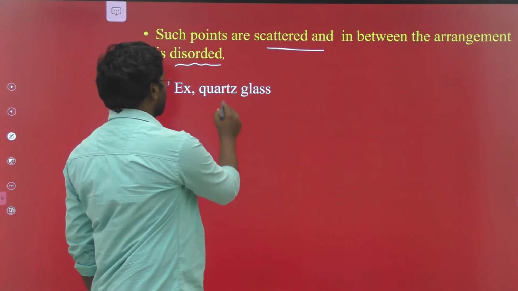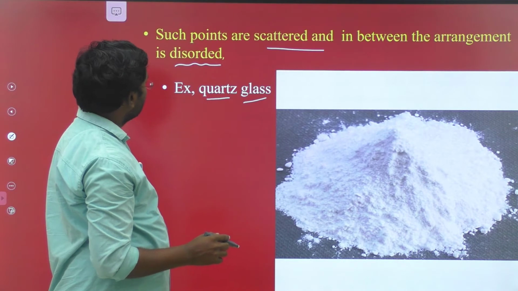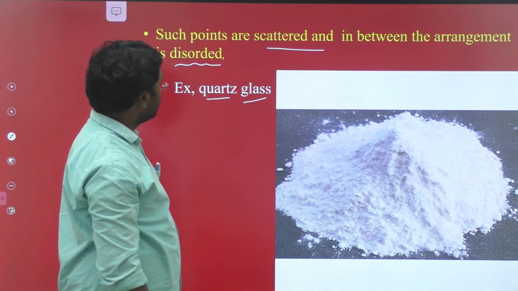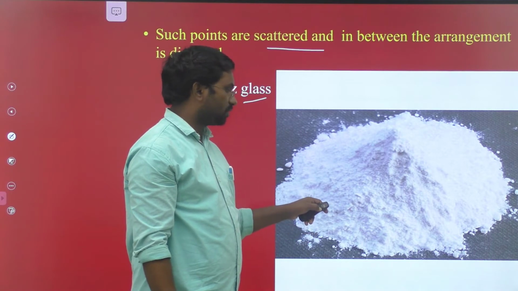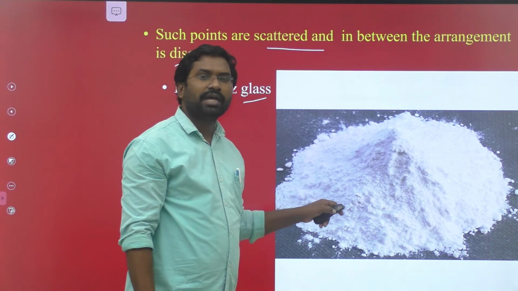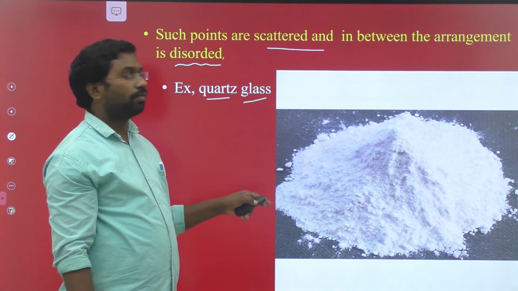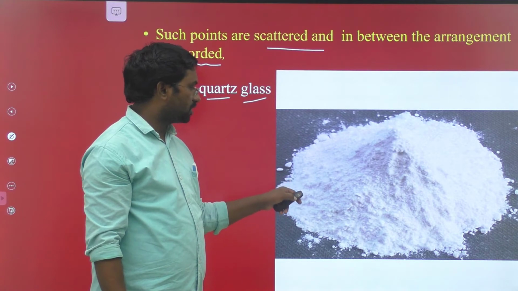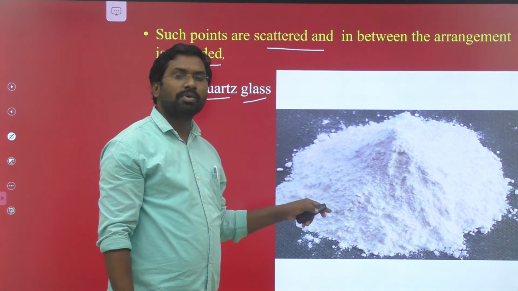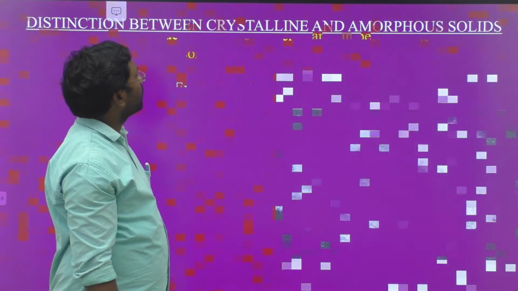Example, quartz glass. The best example for this one is quartz glass. So this is an image of the quartz glass. Quartz glass is in amorphous form. This is a powder form. It does not have any form. Amorphous means in Greek language no form. That's why quartz glass is in amorphous form. It appears like powder. Therefore amorphous solids do not have any particular shape.